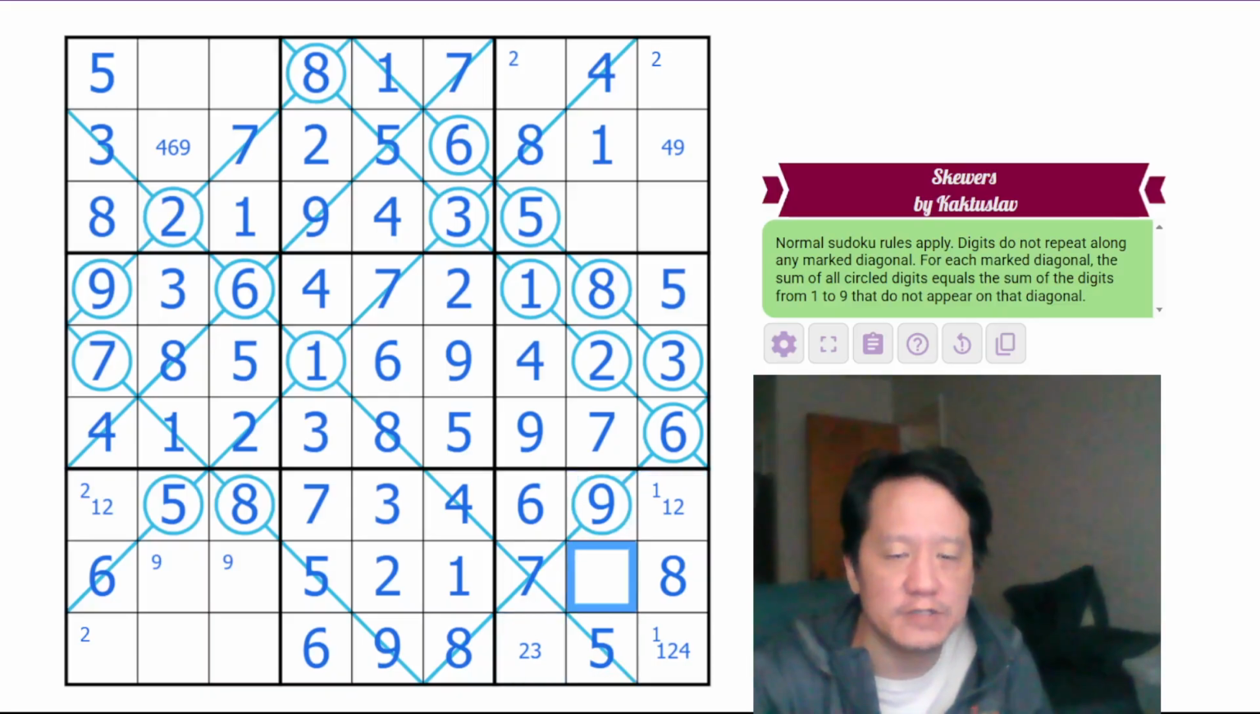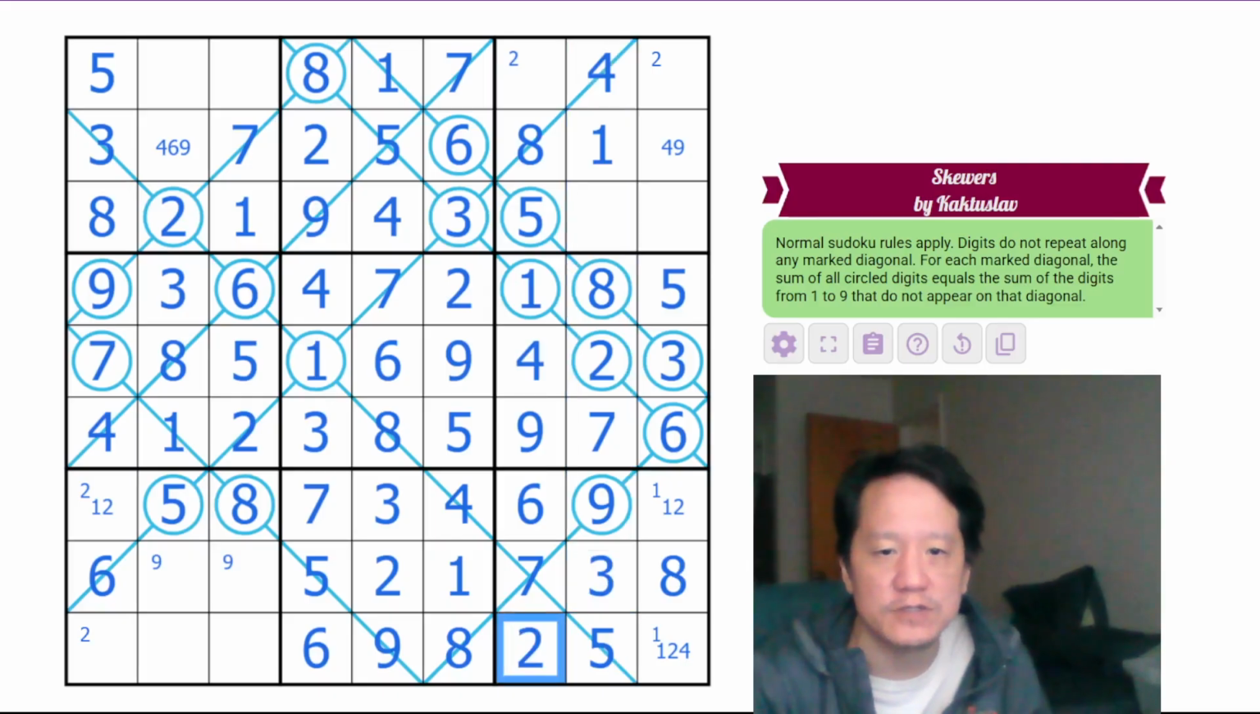Remaining digits in box 9 are 1, 2, 3, 4. This cannot be 1 or 2 or 4 because of 1, 2, 4 in the column. So this is 3, which makes this 2, which makes this 1 and this 4. 1 eliminates 1 here, so that's 2. 2 eliminates 2 here, so that's 3, which makes this 2 here. 4 eliminates 4 here, so it's 9. This can't be 6 or 9, it's 4.